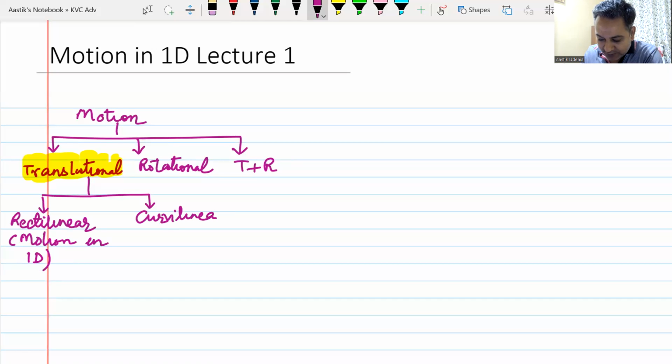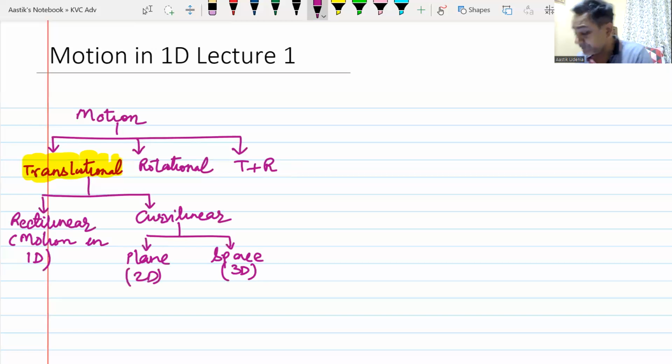curvilinear, in which you will have two types of categories. It would be either motion in a plane, which we call motion in 2 dimensions, or the general motion in space, which we call 3D. We all understand this small thing?